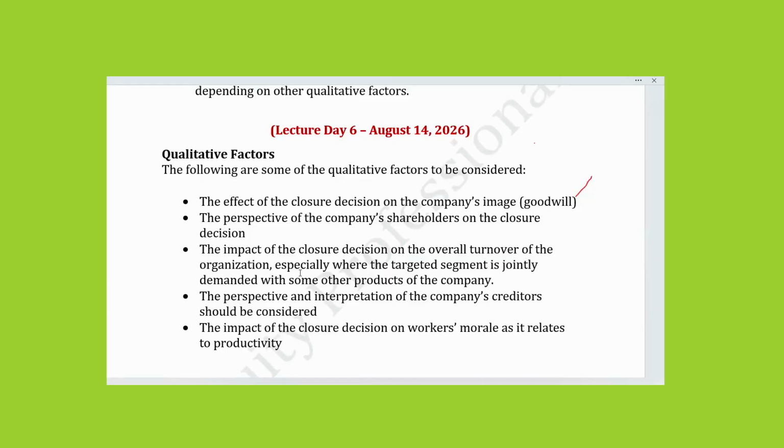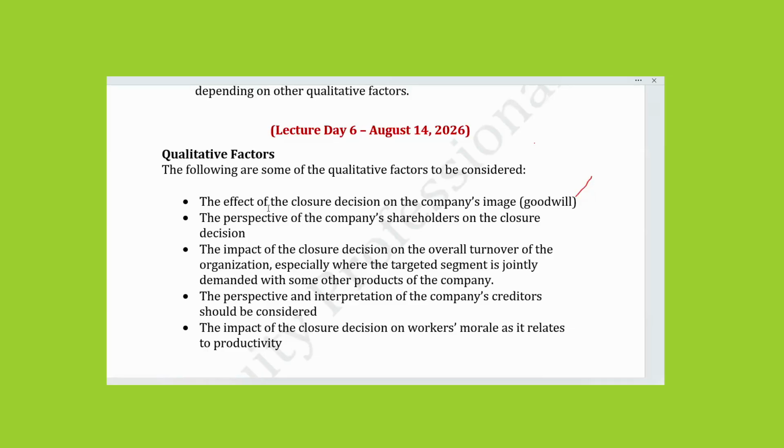All right. So what do you mean by qualitative factors? We said that qualitative factors are the non-monetary aspect of the decision that is to be taken. It represents the factors that cannot be expressed in monetary terms. In relation to deleting of a segment, the following are some of the qualitative factors to be considered.